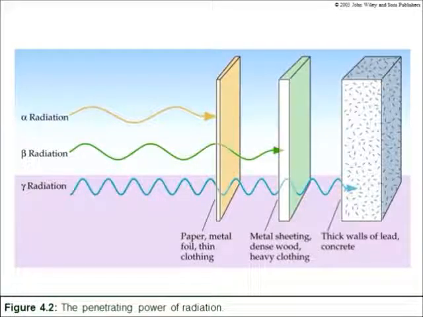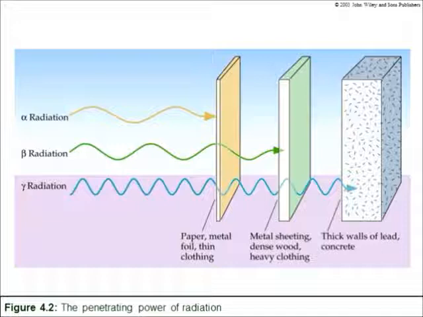So how far do different types of radiation go? You can see here you've got alpha, which is that A looking symbol. It can be stopped by paper, metal foil, or thin clothing, so with this stuff you're usually good. This kind of radiation is like what you'd get from the sun to get a sunburn, and it can be stopped by clothes.